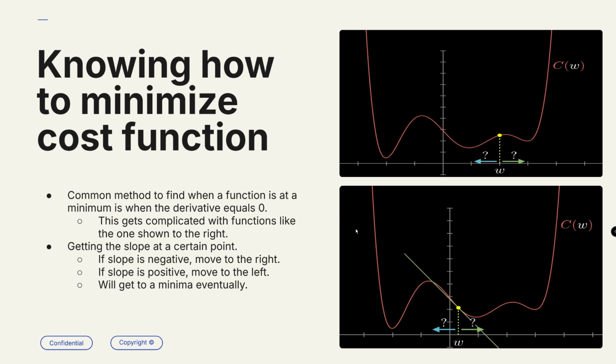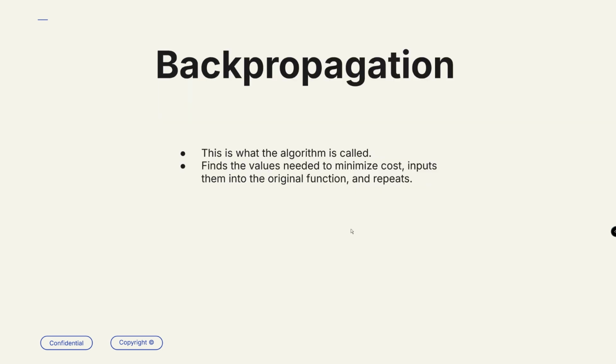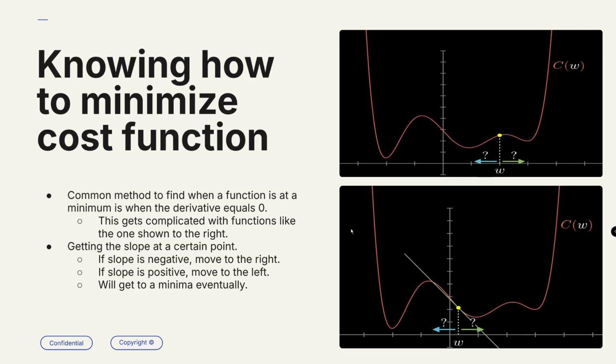Well, we can just grab a random point. Sorry about that. We can just grab a random point. And at this point, we can find the slope of that point. Now, if that slope is negative, like shown here in this picture, we can move to the right. If that slope is positive, we can move to the left. When you keep repeating this process, at some point you will get to a minimum.